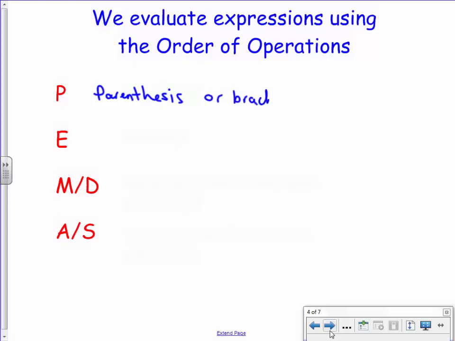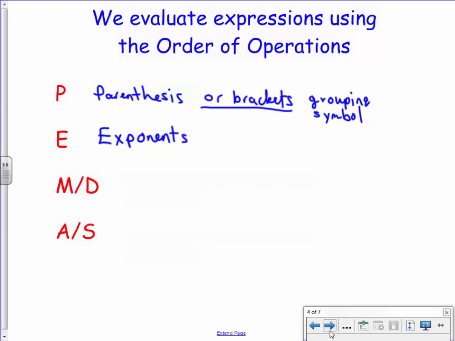When we talk about parentheses, that includes any type of grouping symbols here, brackets especially, parentheses. We can interchange them. The second one is our exponents. That would be any powers that we're doing, just like we did in example 1. One you might not think of is roots. A square root is really just an exponent raised to the 1/2 power, so that would be evaluated at the same time here.